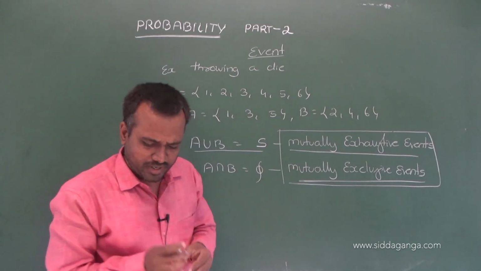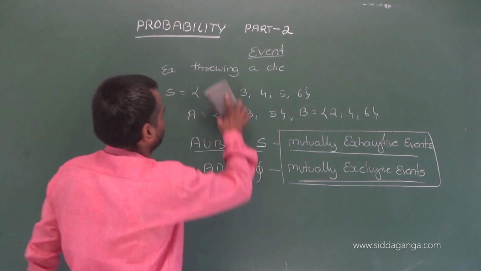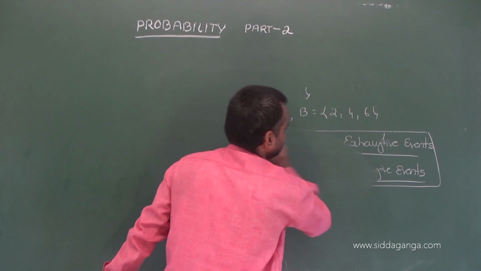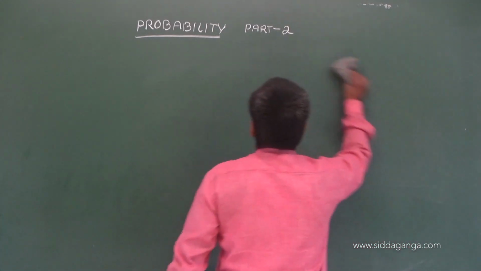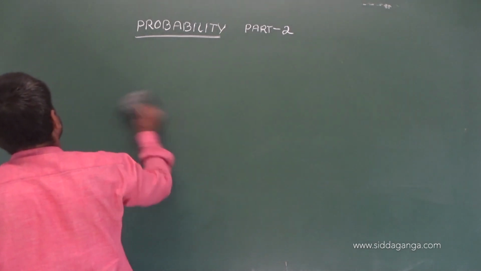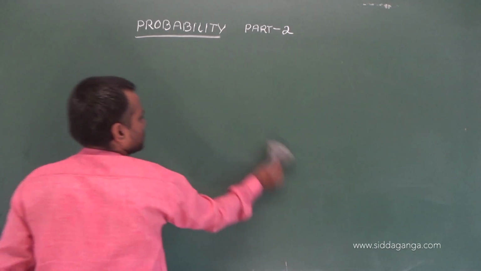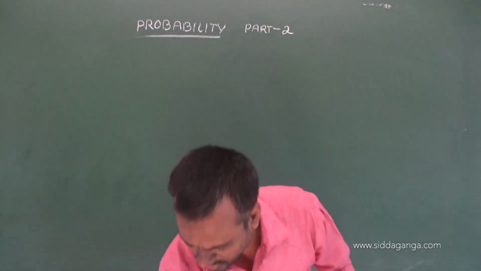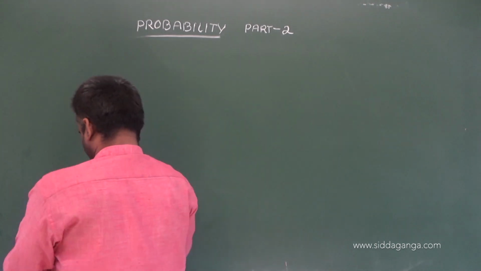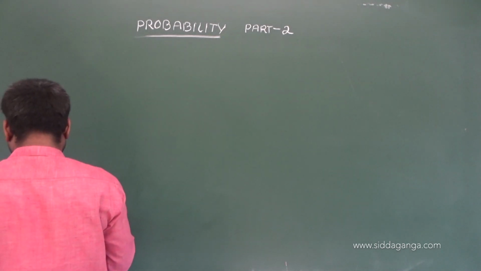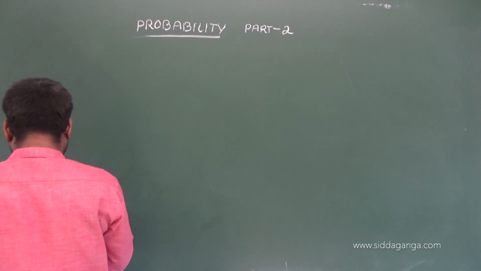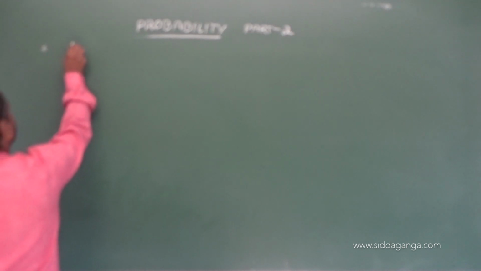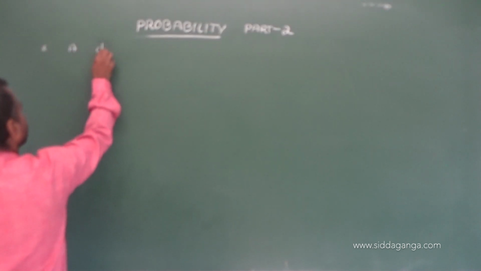Regarding events, better we solve one simple problem, and then we go to the next concept of probability. One simple problem I take and I solve. Just observe here.